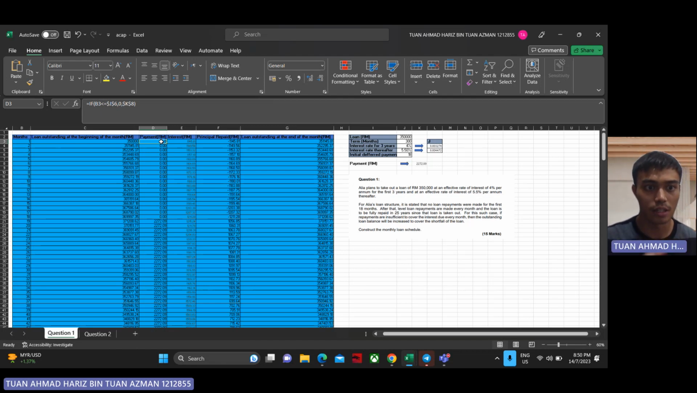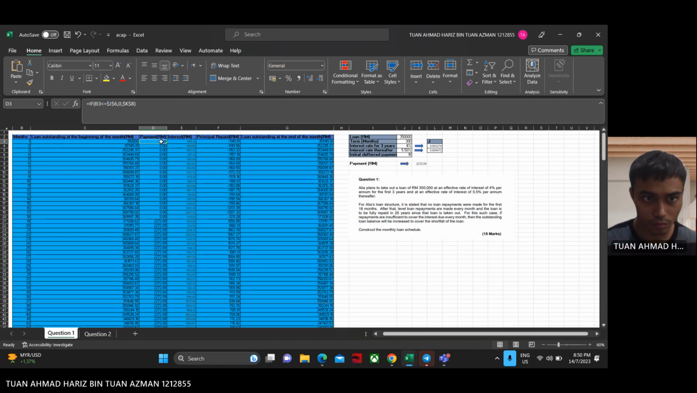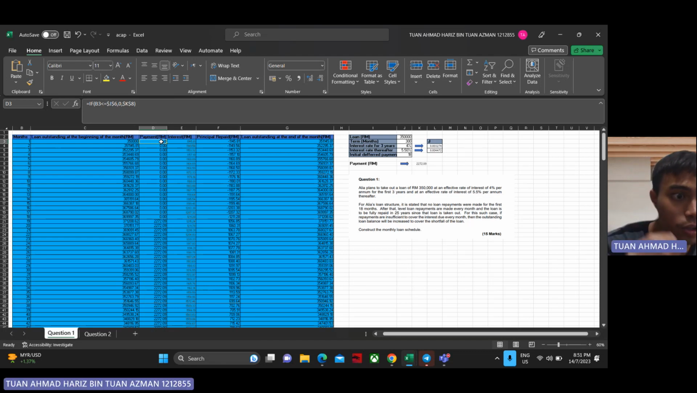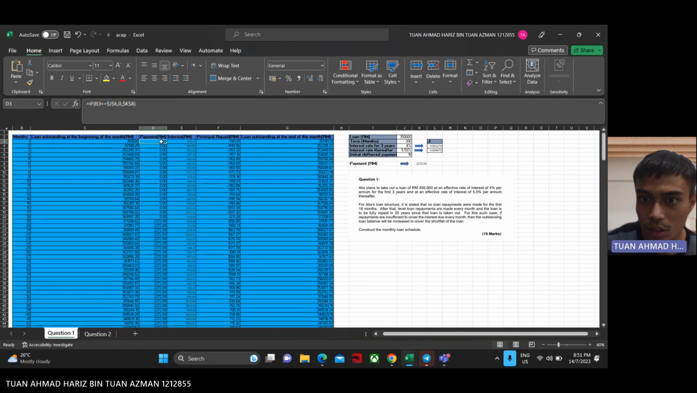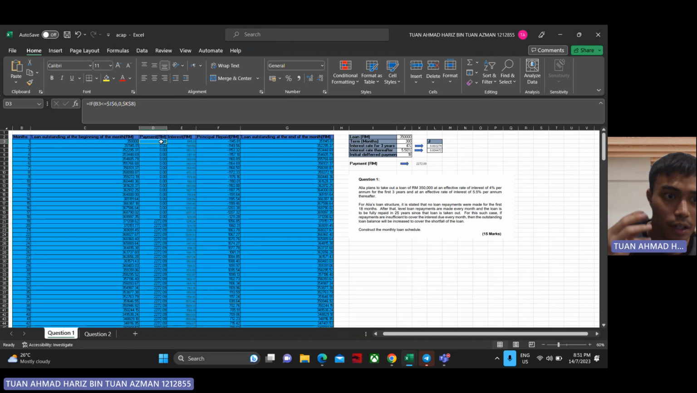We have to include the formula, which equals the IF function, and in the bracket we include B3, which is months, lower and equal to the J6, which is the J for the interest rate for the first 3 years, 4%, then comma with zero, then comma with the payment, and close bracket.